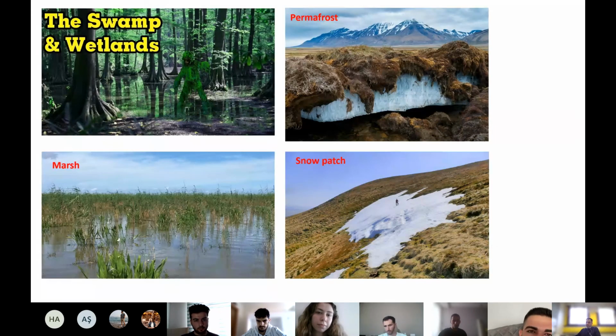In that table, we talked about swamps, marshes, permafrost, and also snow patch, which is really insignificant, but it is a reservoir also. At the same time, it is a reservoir. So what is the difference between swamp and marsh is clear in this figure. Swamps and marsh are both wetlands.